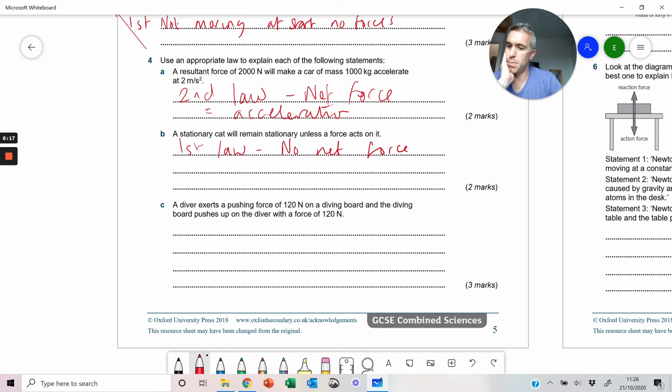A diver exerts a force of 120 newtons on the diving board. The diving board pushes up on the diver with a force of 120 newtons. So object A exerts a force on object B. Object B exerts an equal but opposite force on object A. That's third law. Diver pushes board, board pushes diver.